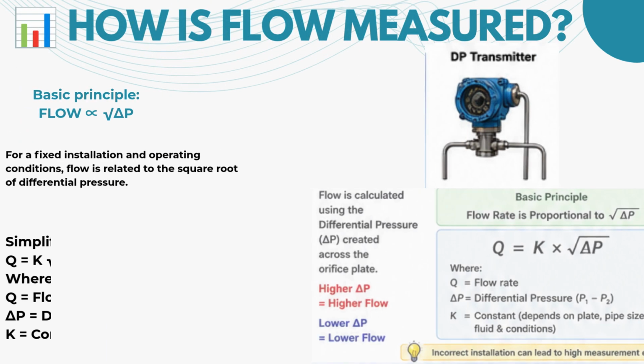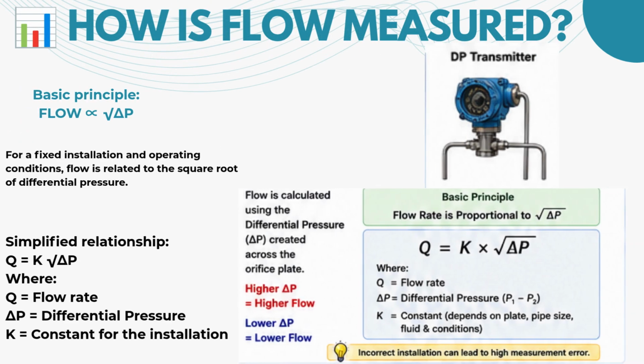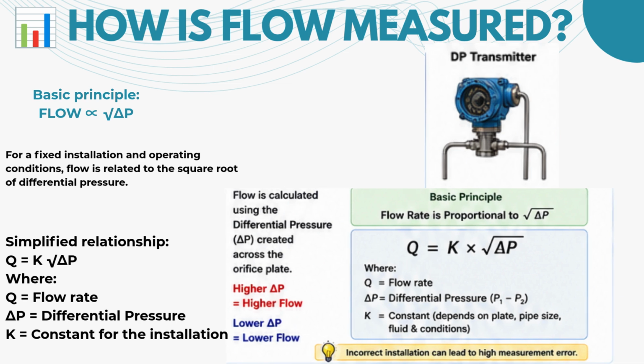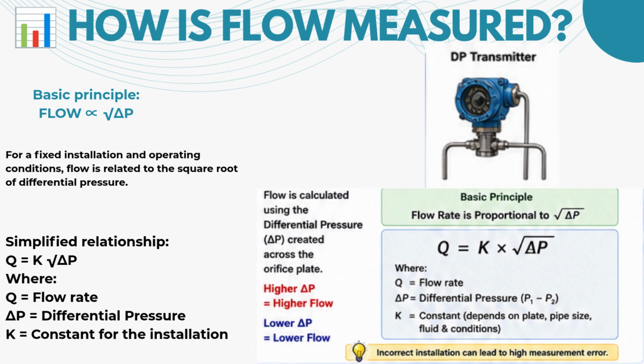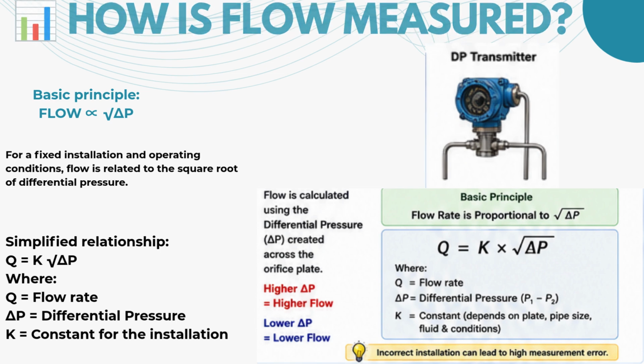The key principle is that under the appropriate operating conditions, flow through an orifice is related to the square root of the differential pressure. A DP transmitter measures the pressure difference and the flow calculation is then performed using the appropriate instrument configuration, fluid properties and installation parameters. Higher differential pressure generally corresponds to higher flow.